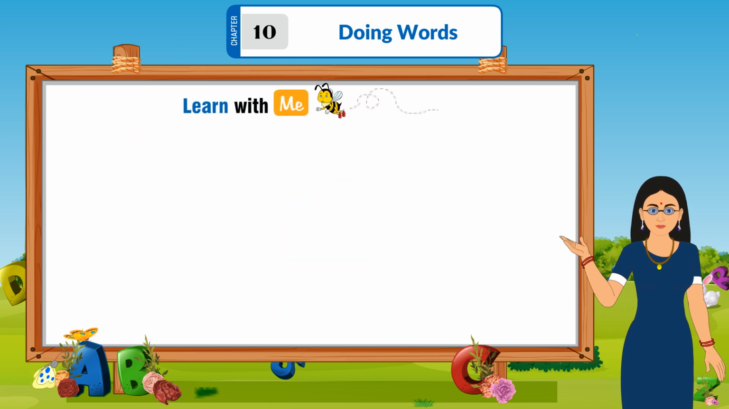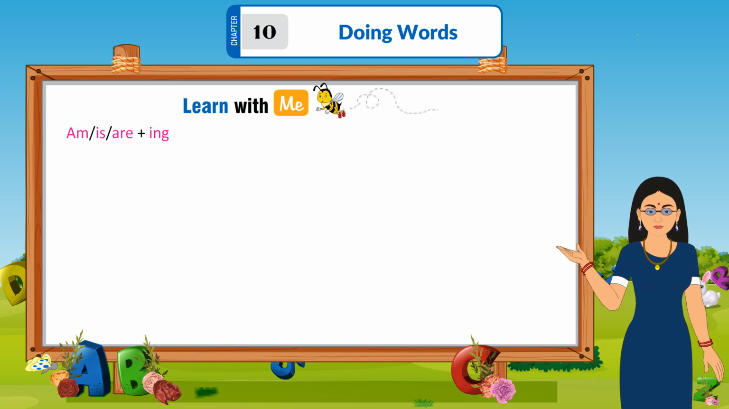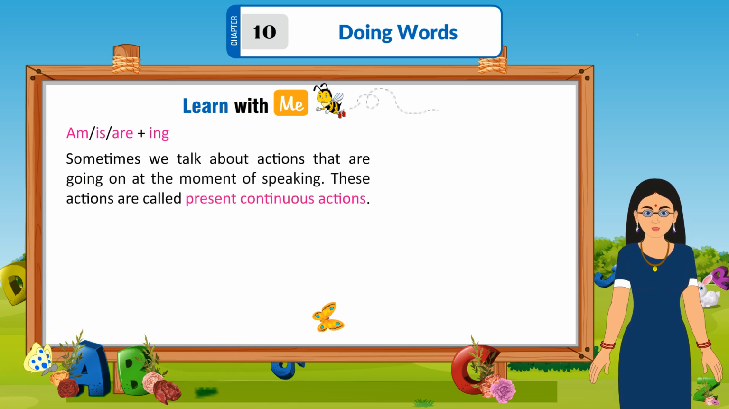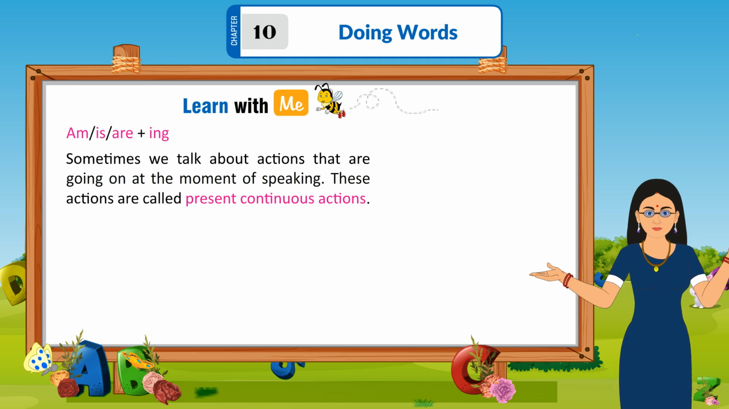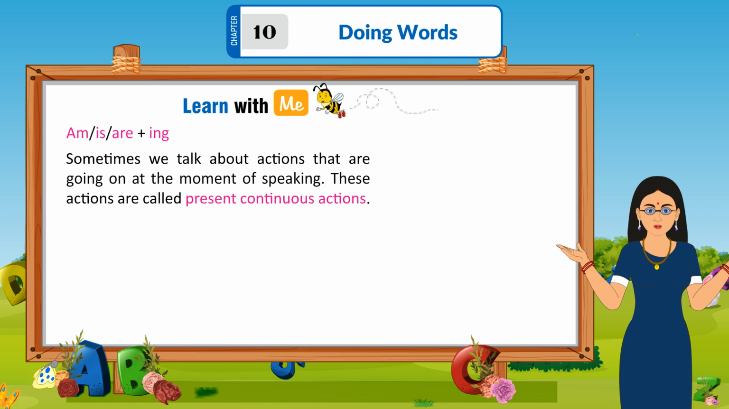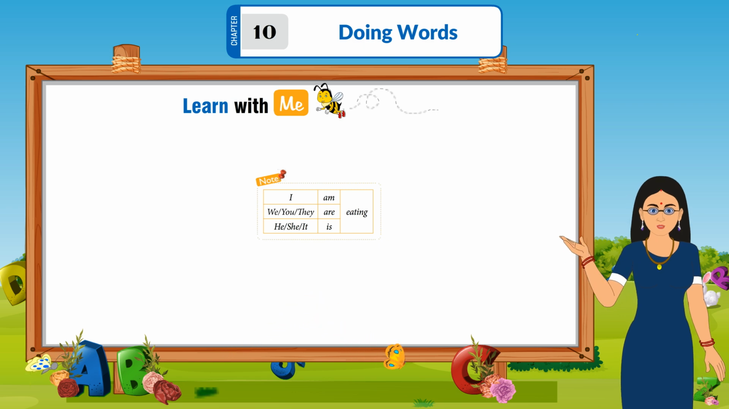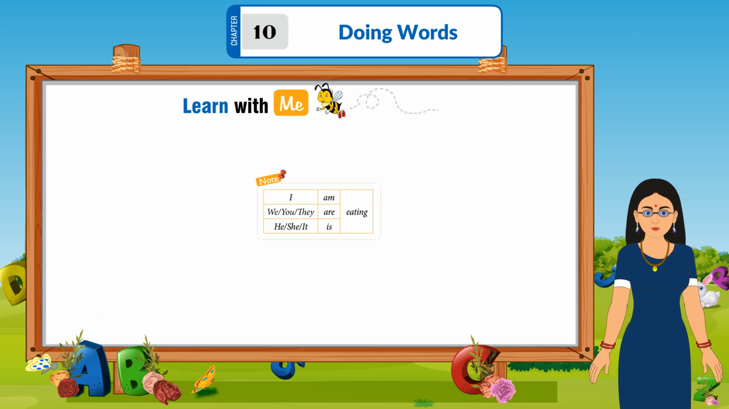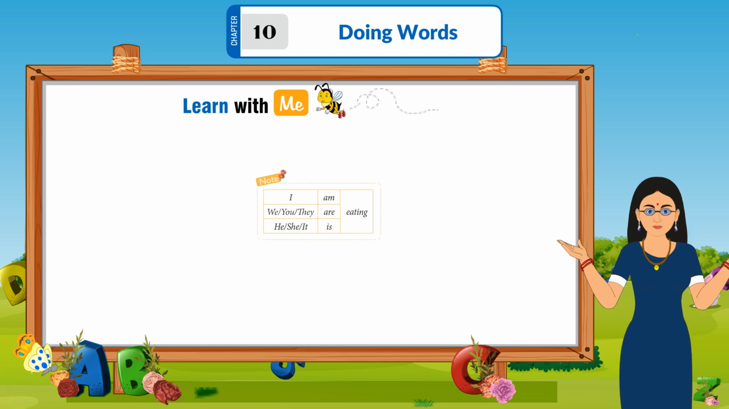Learn with me. Am, is, are plus ing. Sometimes we talk about actions that are going on at the moment of speaking. These actions are called present continuous action. I am eating. We, you, they are eating. He, she, it is eating.